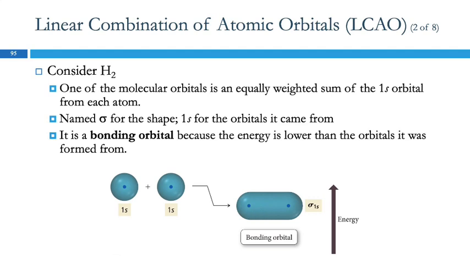So we're going to use sigma and pi, and the shapes are kind of similar to what we saw in valence bond theory. So it's not something exactly new, just slightly different. So this is lower in energy. So we call this sigma 1s. Sigma because if you look from the end of this, it's going to look like a circle, right?